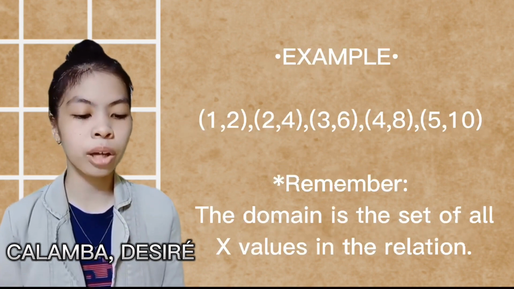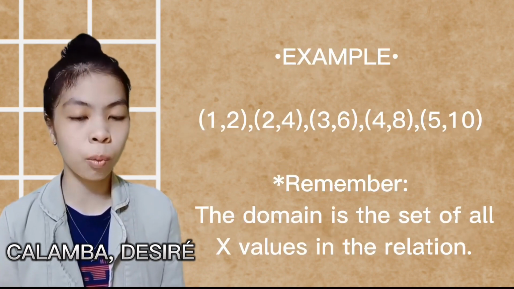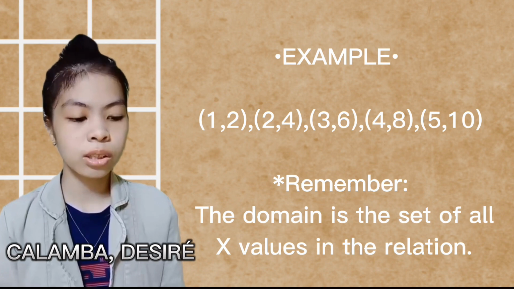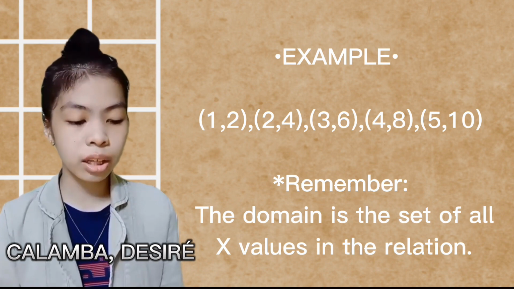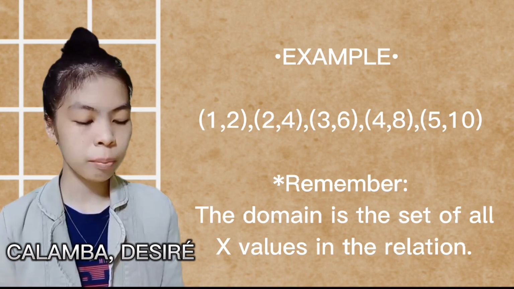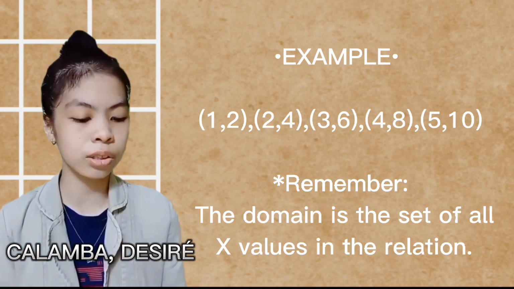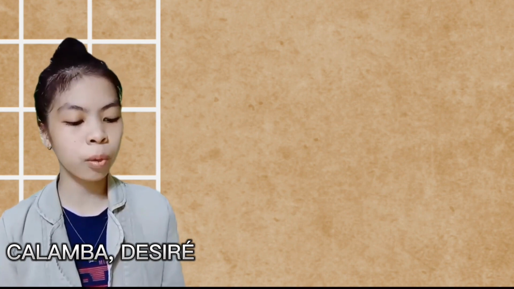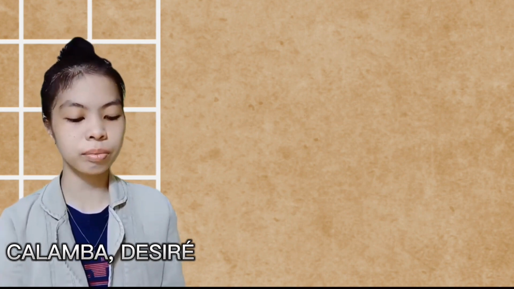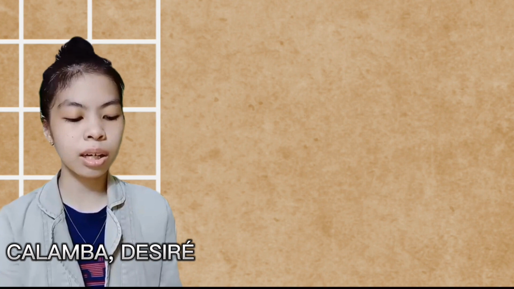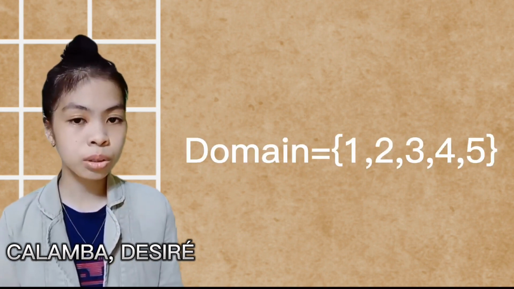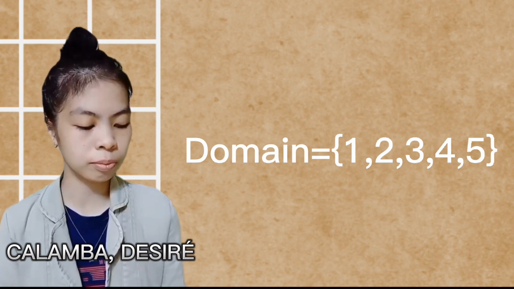For example, we have here a set of ordered pairs: (1, 2), (2, 4), (3, 6), (4, 8), (5, 10). Remember, the domain is the set of all x values in the relation. Let's find where is the domain and where is the range. Looking back to the example, let's identify which are the domain. Domain: 1, 2, 3, 4, and 5.